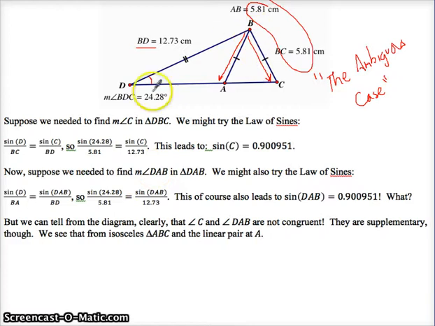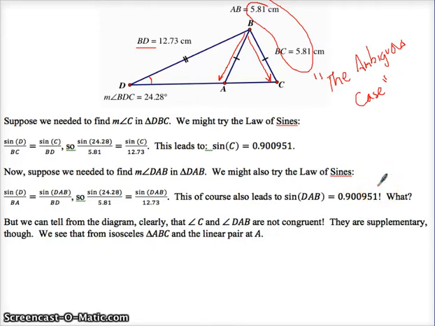Notice that's if we're doing the big triangle DBC. If we're trying to do triangle DAB, we do the same thing. This is still the 5.81. We do the same whole thing, sine 24.28 over this 5.81 equals sine of this angle at A here over 12.73, and we get the same exact value for sine. Notice this proportion is entirely the same as this proportion here. The only thing that's different is I have these different angle labels. These angles are totally different angles, but because of the proportion, they turn out to have the same value in the proportion.